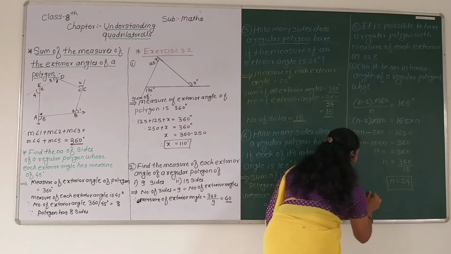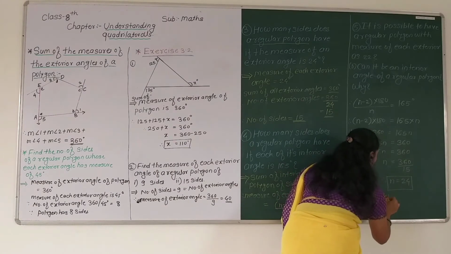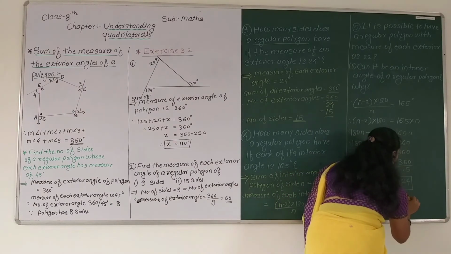Therefore, the number of sides of the regular polygon is 24.